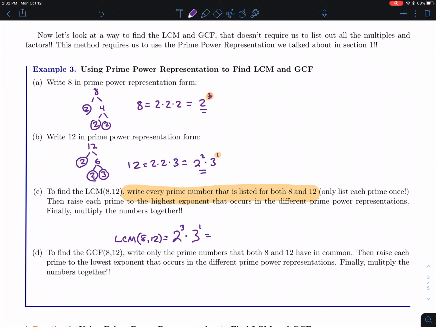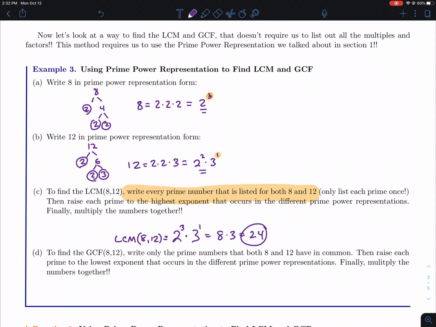So 2 to the third is 8, times 3 is 24. So 24 is going to be the smallest number that 8 divides into evenly and 12 divides into evenly. And you can almost look and see, oh yeah, that makes sense. That's totally true. And so again, it allowed us to do it without necessarily writing out all the multiples.